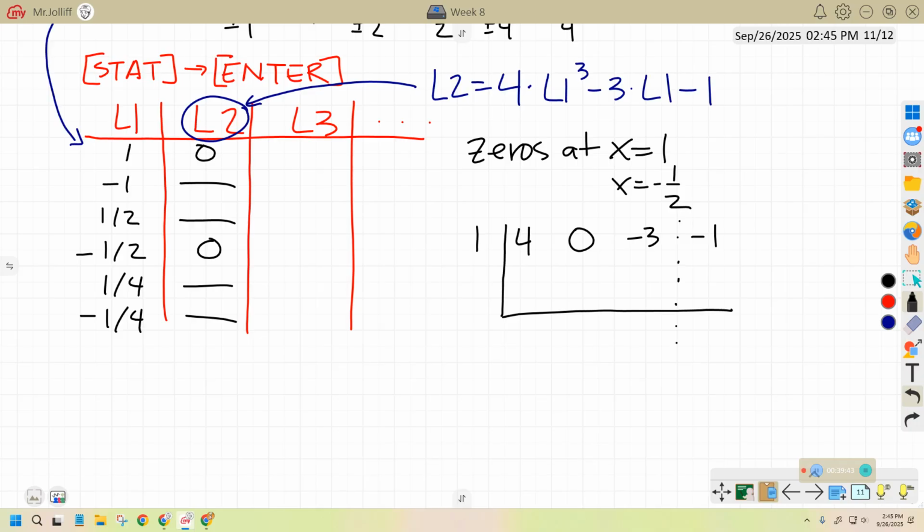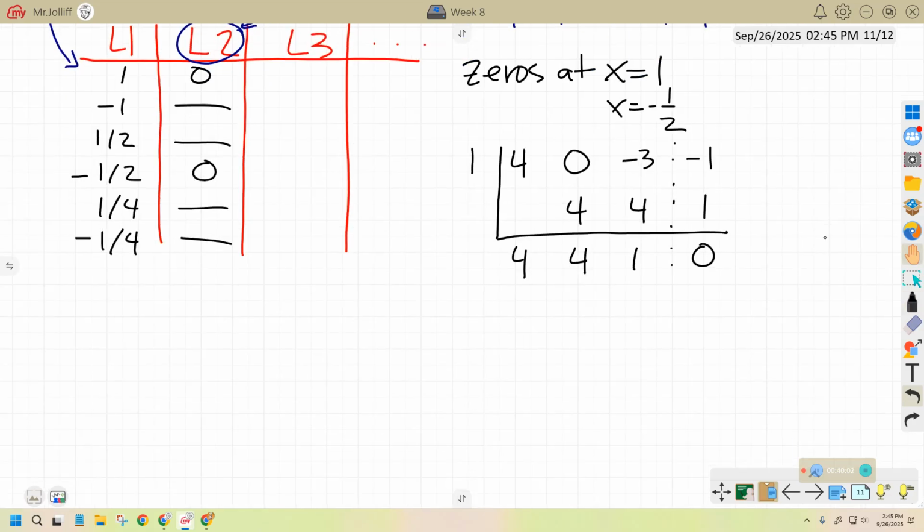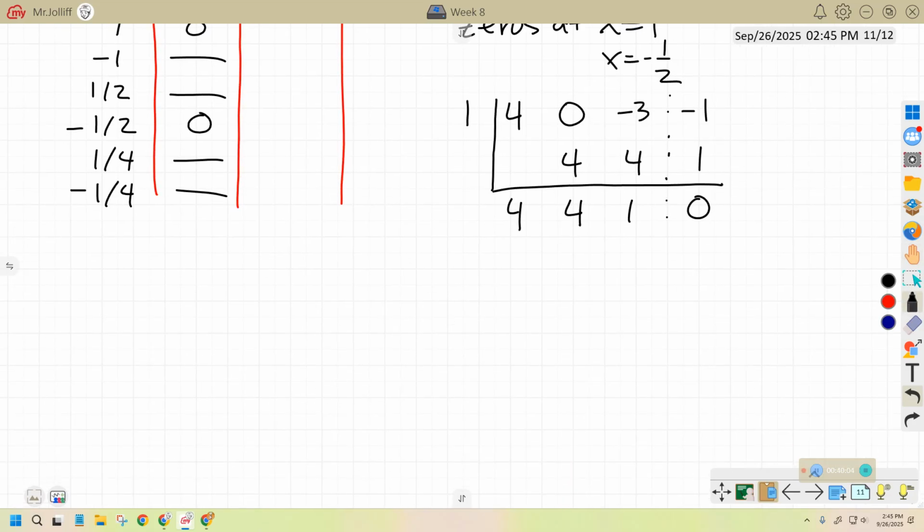So how fast can we do synthetic division? Bring down the 4. 1 times 4 is 4. 0 plus 4 is 4. 1 times 4 is 4. 4 plus negative 3 is 1. 1 times 1 is 1. Gives us 0. Happy face. I see nodding. Again, happy face. Very good. So now I have the remaining polynomial of 4x squared plus 4x plus 1, which is not immediately factorable.